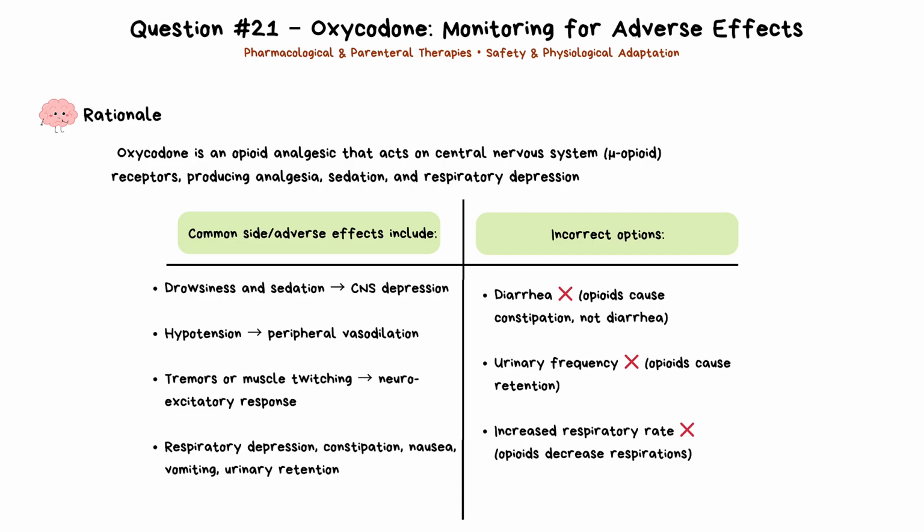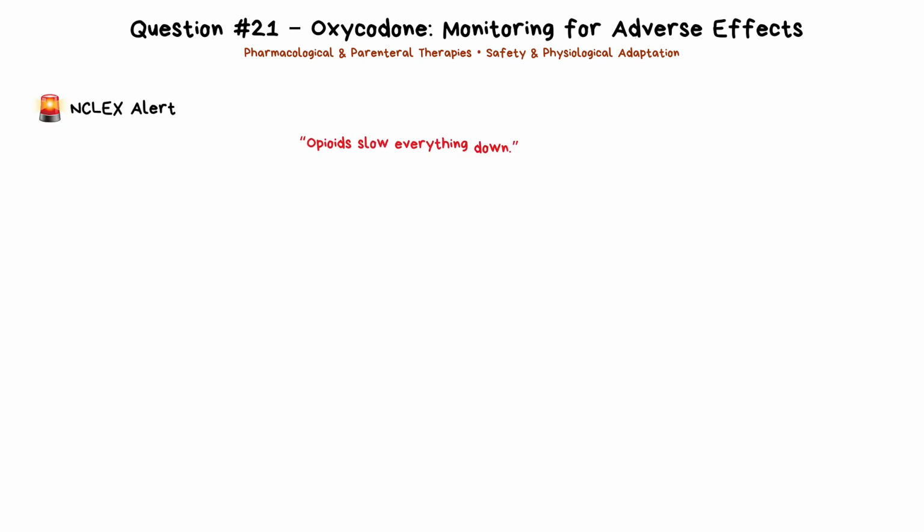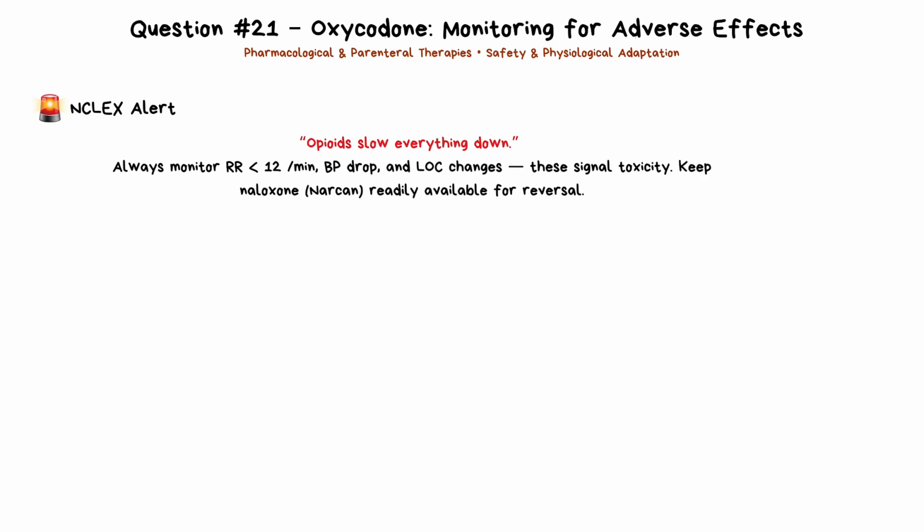Incorrect options: diarrhea. Opioids cause constipation, not diarrhea. Urinary frequency. They actually cause retention. Increased respiratory rate. Opioids slow breathing, not speed it up. Here's your NCLEX alert. Always remember, opioids slow everything down. Watch for a respiratory rate below 12 per minute, a drop in blood pressure, and changes in level of consciousness. Those are signs of toxicity. Keep naloxone, or Narcan, readily available as the antidote.